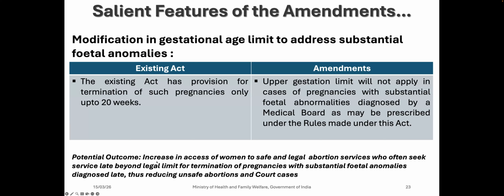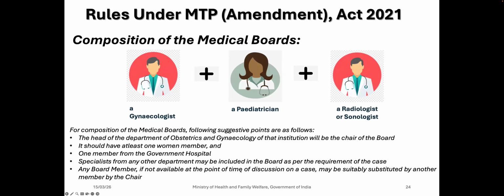So beyond 20 weeks, nothing was allowed earlier, but now the upper gestation limit will not apply in case of pregnancy with substantial fetal abnormalities diagnosed by the medical board. So if you want to go beyond 24 weeks, there has to be a recommendation by the medical board. And these medical boards are established in various hospitals. And the minimum composition of a medical board is 3 people.